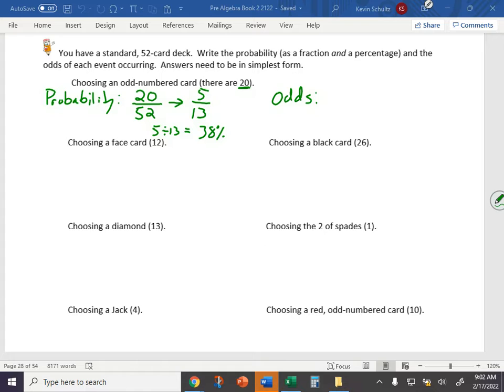Okay? This is the new one. This is where comparing successful to unsuccessful. How many successful cards are there? How many successful outcomes are there? Picking an odd. Abby? 20.